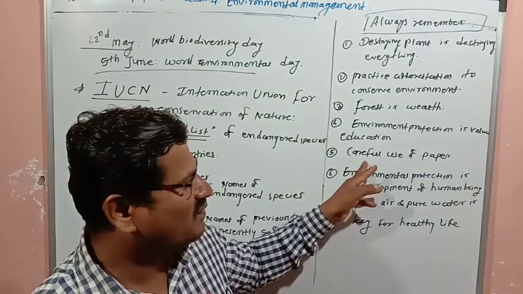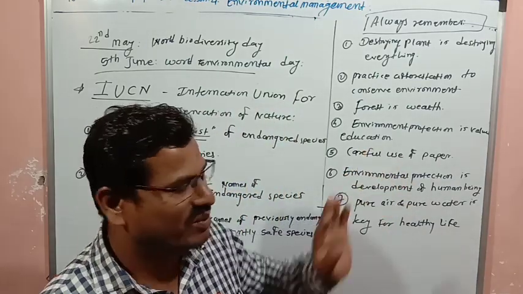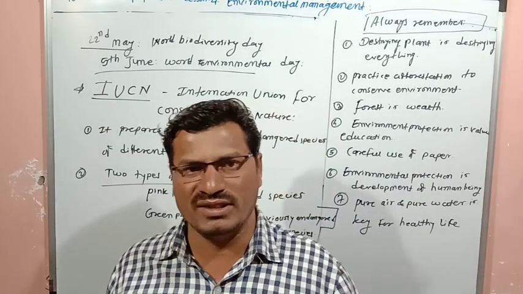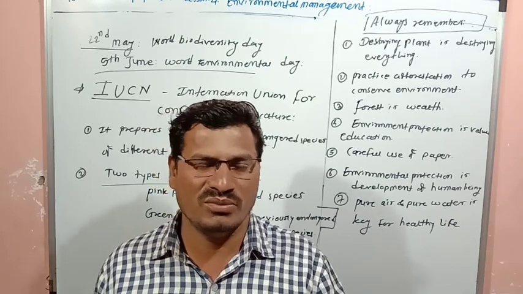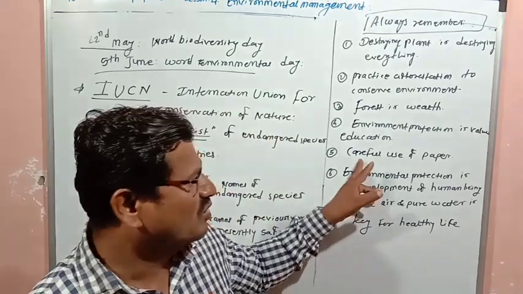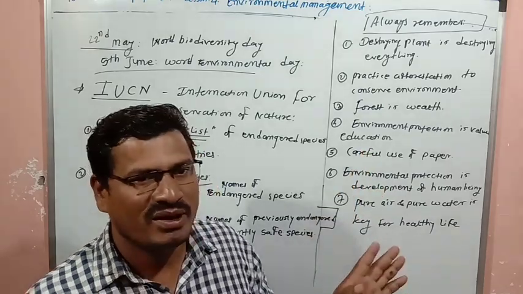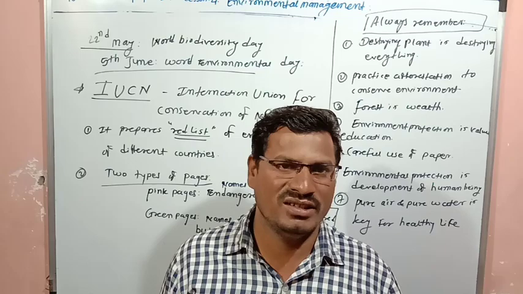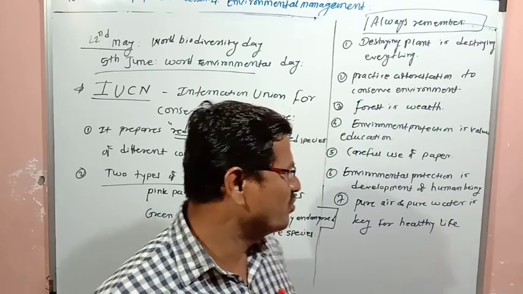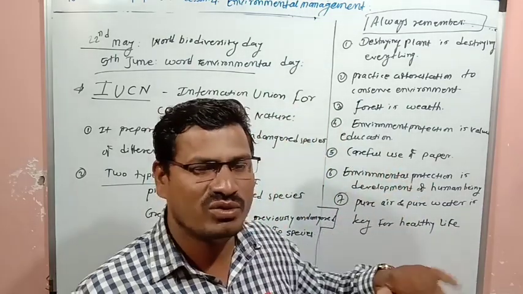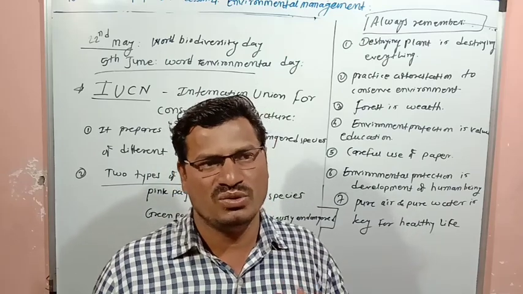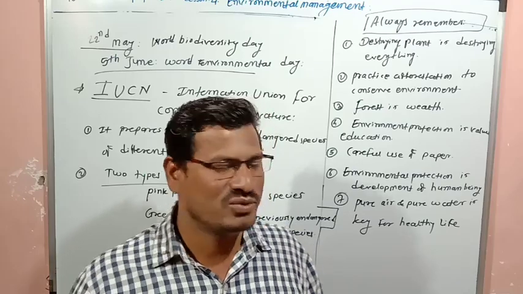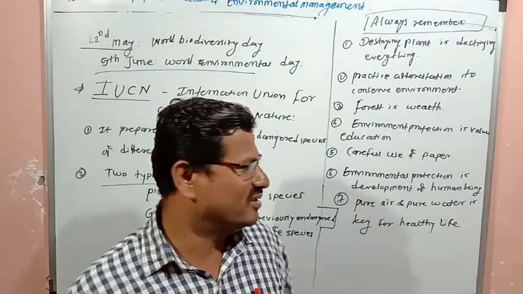The next thing is careful use of paper. We should use paper carefully, because paper is also made from trees. For preparing paper we have to cut the trees, and cutting trees is degradation, the destruction of the environment. So we have to use paper carefully, reuse it and recycle it, and in this way we can reduce deforestation.